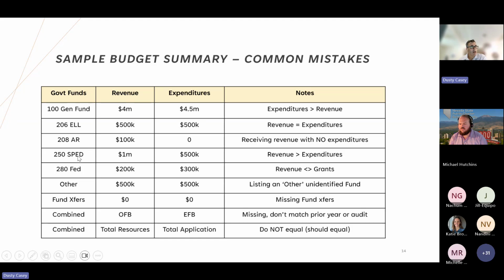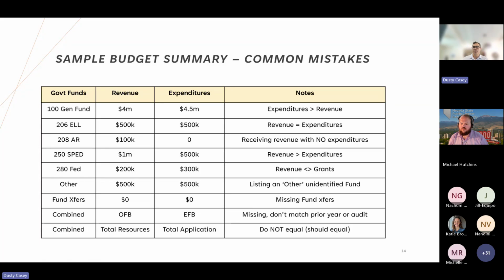Special education. We've seen this, and these aren't specific to these funds. These are just examples. But we've also seen examples where you're getting more revenue than expenditures. So again, this looks like, hey, you're getting $1 million in special education funding, but you're only spending $500 to service those IEPs. We know that doesn't make any sense.